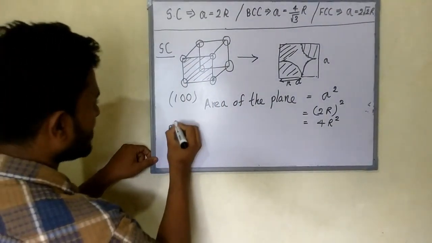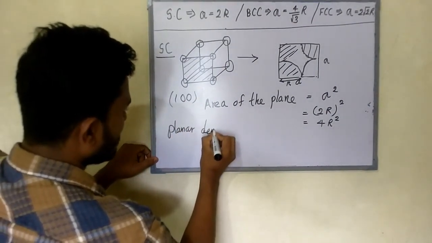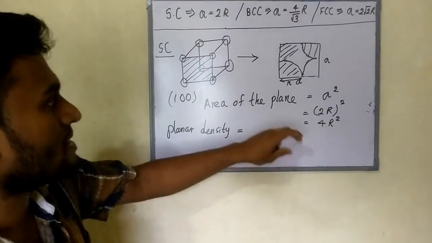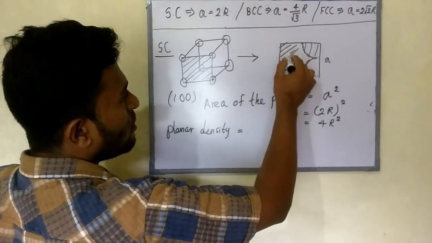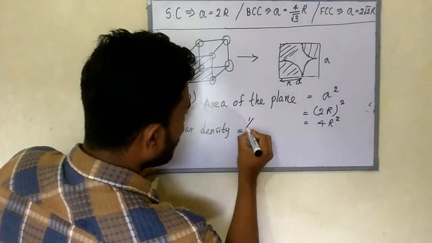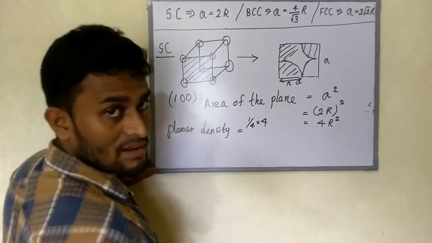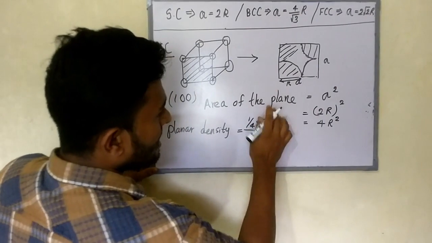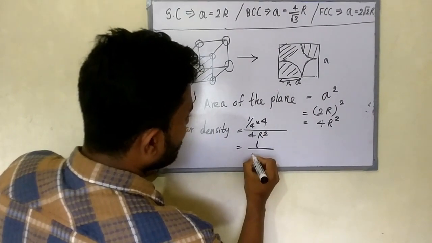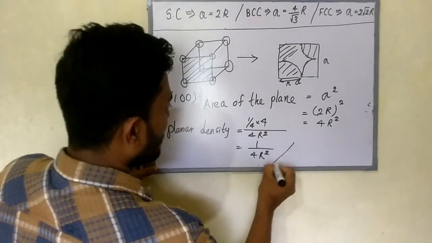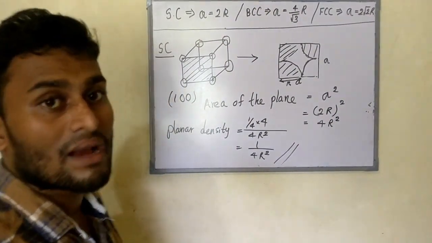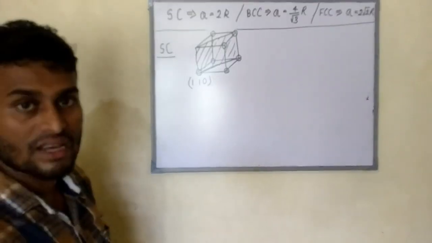Now the planar density equals the number of atoms centered in the plane. Here you can see 1 over 4 into 4 atoms are shared in the plane. Here the area of the plane is 4R squared. That equals 1 over 4R squared. So this is your answer for the number of atoms per centimeter minus 2 squared. This is your simple cubic 110 plane.